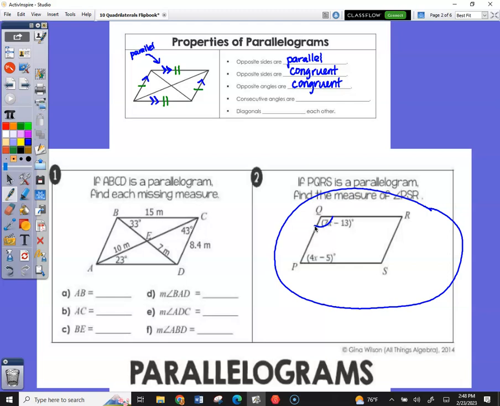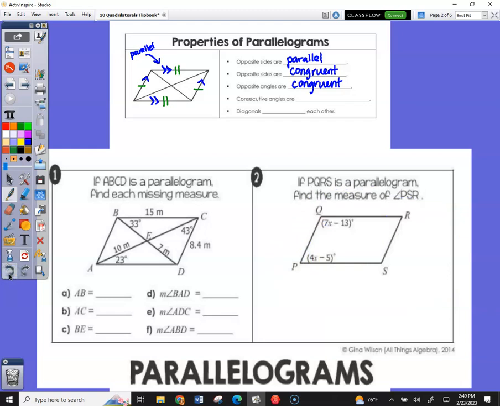Okay. The property we just stated was that opposite angles are congruent. They're equal. Angle Q would be congruent to angle S. Angle P would be congruent to angle R. So when we say opposite, we're talking about the angles on the opposite ends of a diagonal. But with the diagonal not drawn, it's easier to talk about, right? Okay, so they're congruent, all right?